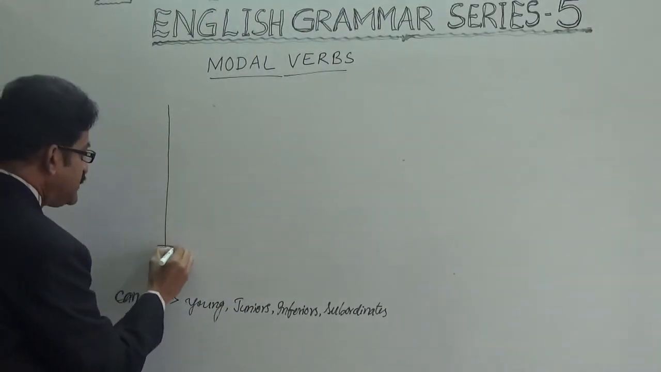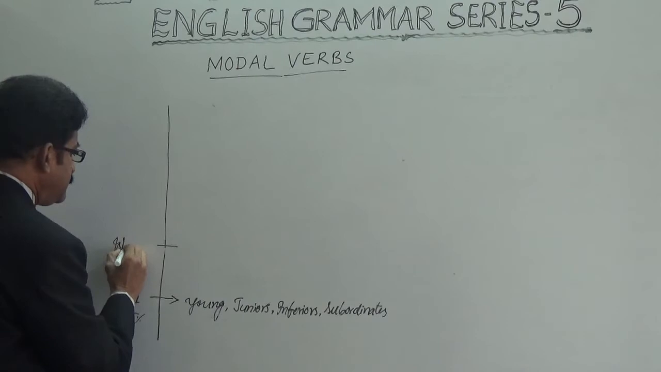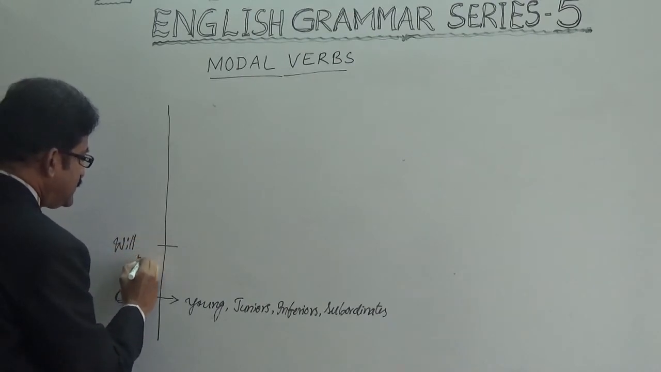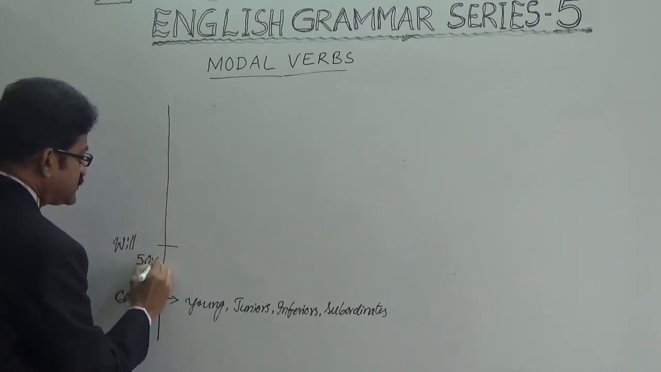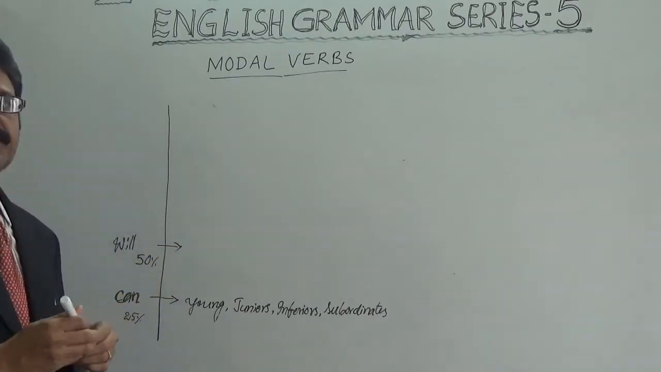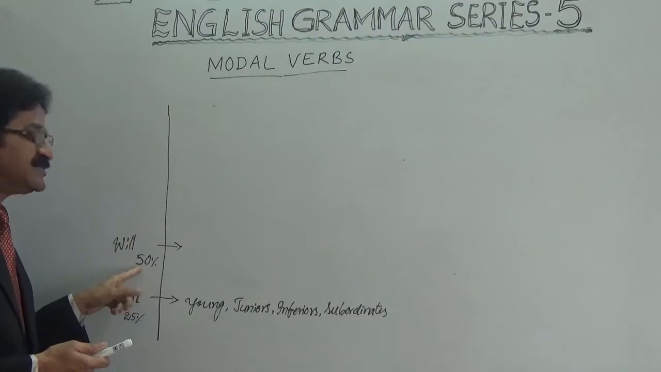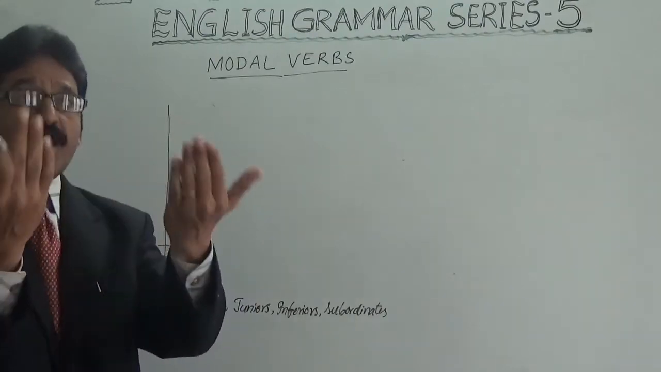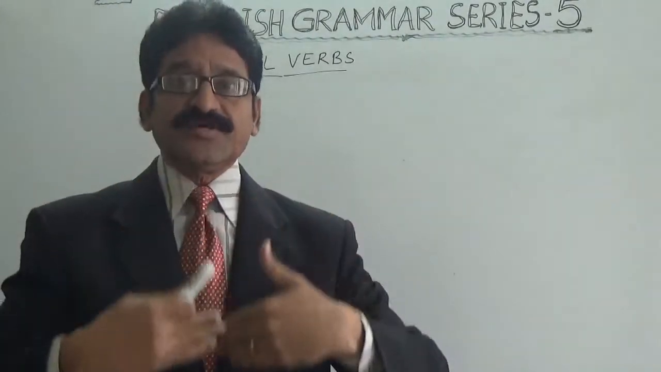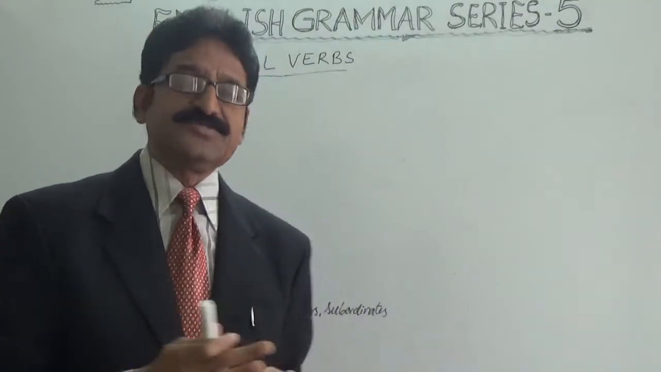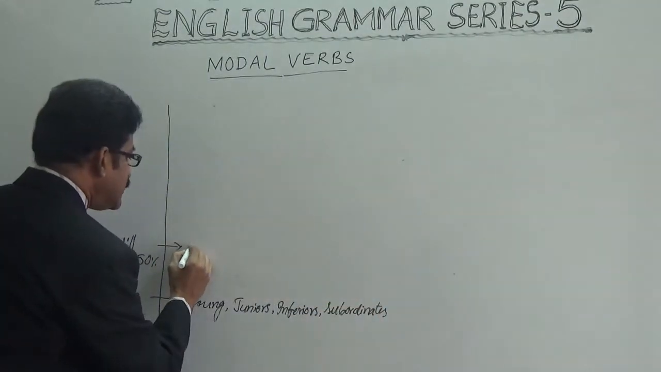The second one is will. It contains 50% respect. It gives 50% respect to the opposite person and keeps the other 50% with us. That means it is used with equals.